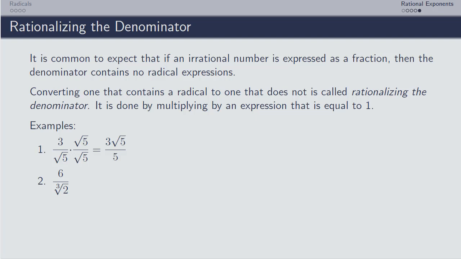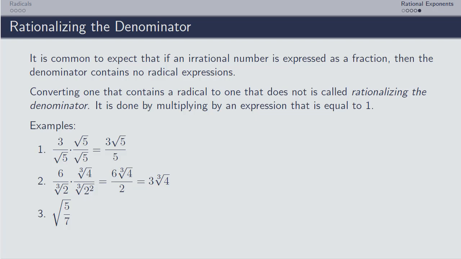Cube root of 2 times cube root of 2 would be the cube root of 4. No, I need to multiply by the cube root of 2 squared, right? So that I get 3 cube roots of 2 multiplied together to get me 2. Right? So that's the cube root of 4. So this would be 6 cube root of 4. The 6 divided by 2 is 3.